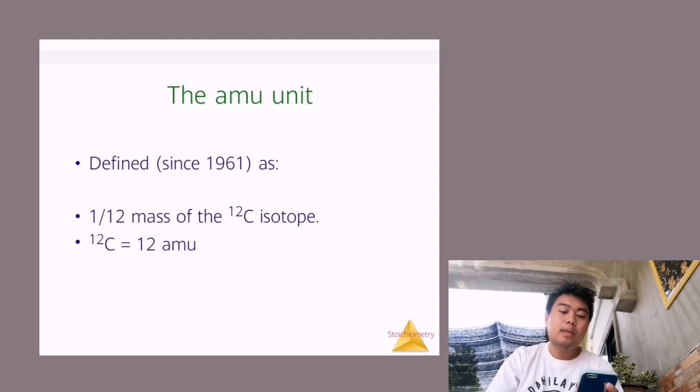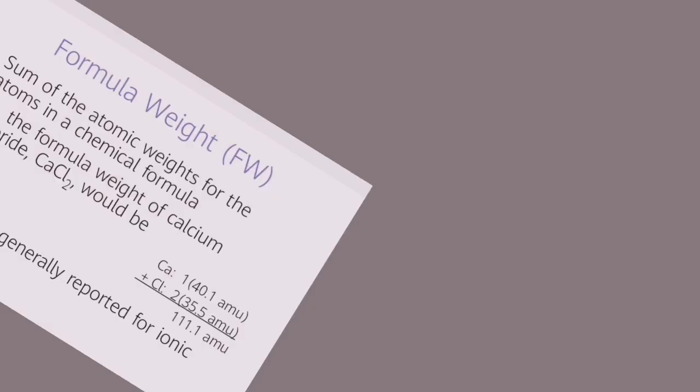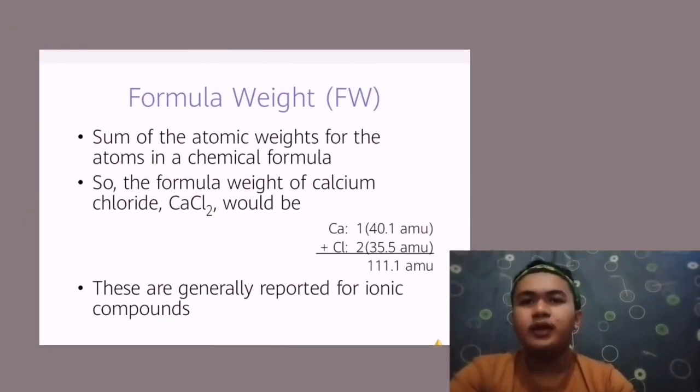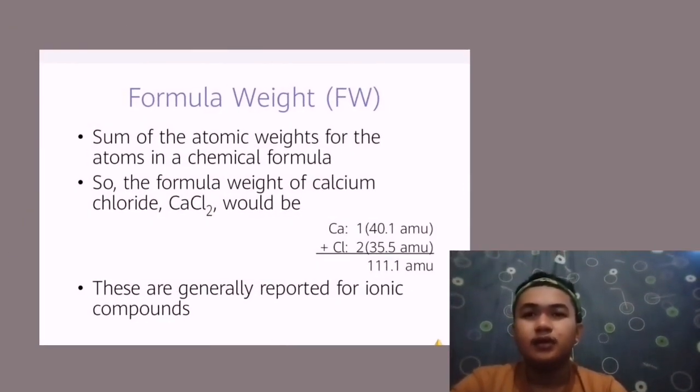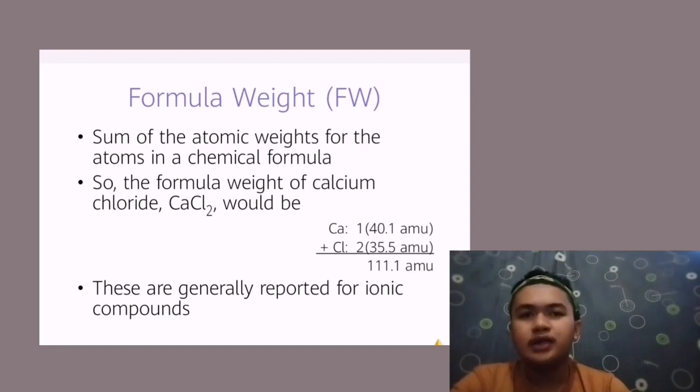The AMU, defined since 1961 as one-twelfth the mass of the carbon-12 isotope, so carbon-12 equals 12 AMU. Formula weights: sum of the atomic weights for the atoms in a chemical formula.